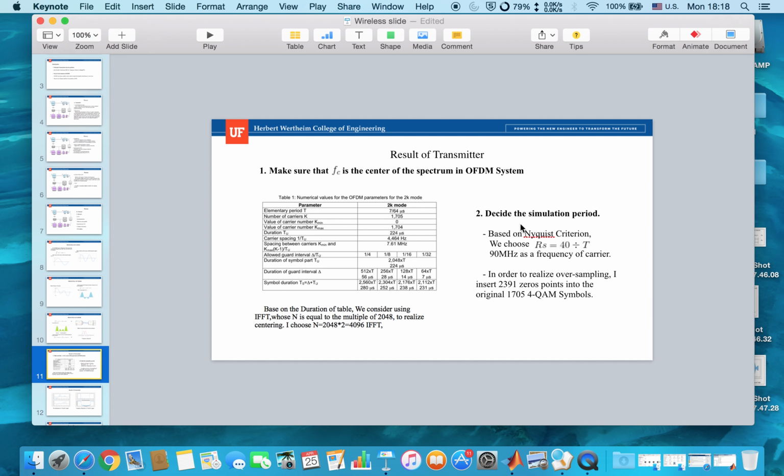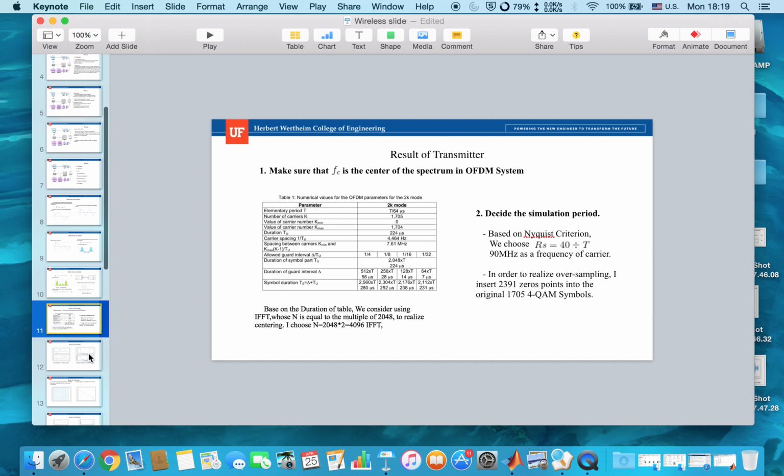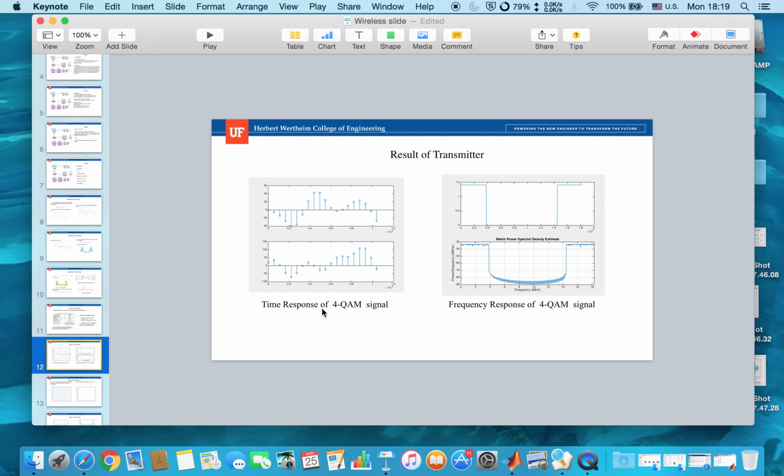And then we design the simulation period. Based on the Nyquist criterion, we choose Rs equal to 19 MHz as the frequency of the carrier. And in order to realize oversampling, I insert 2391 zero points into the 4QAM symbol. So you can see this is the time response of the signal, and this is the frequency response of the signal. You can see the signal is here.